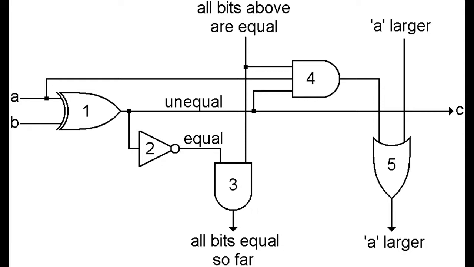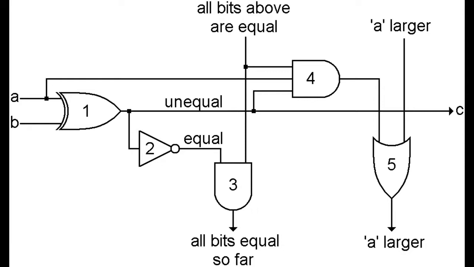So how do we test for equality of 2 bits? We start by using an exclusive OR gate, and that will tell us if the bits are different, right? Because in an XOR truth table, if A and B are both 0, you get 0, and if A and B are both 1, you get 0. So you get 0 when they're equal, you get 1 when they're different.